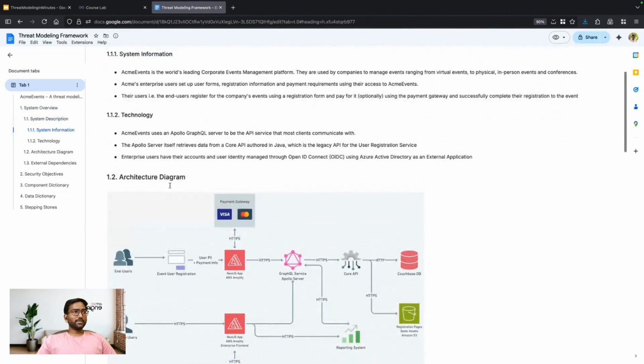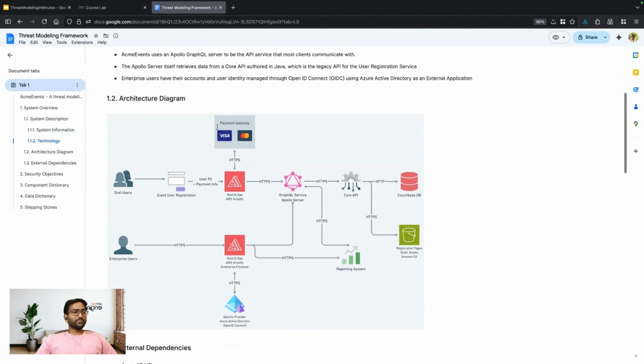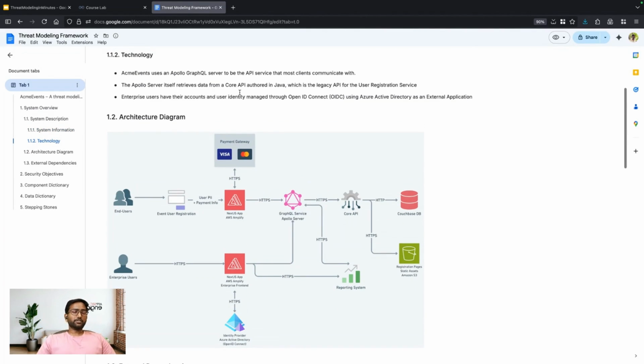In my case, you will see that Acme Events is a leading corporate events management platform, and they manage large amounts of events, from virtual events to physical, etc. The enterprise users are allowed to set up forms. So your enterprise user sets up the form, and the end users are the ones subscribing to these forms and filling out their details, and then Acme Events is collecting the registration information as well as the payment transaction information. For the eagle-eyed amongst you, you will probably notice that the payment gateway is one place that you would have to pay the most amount of attention to.